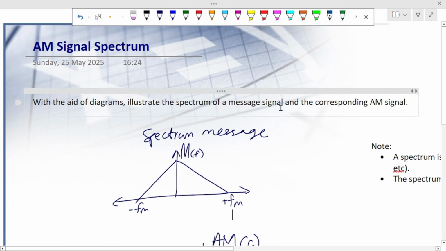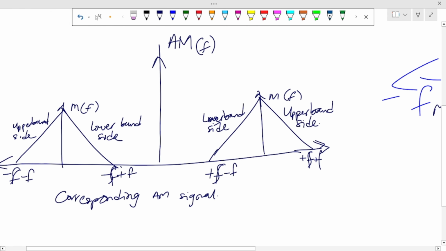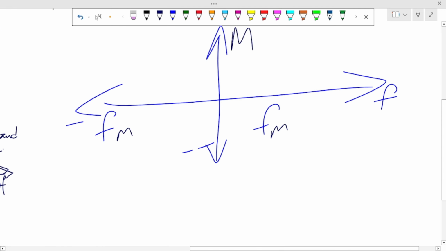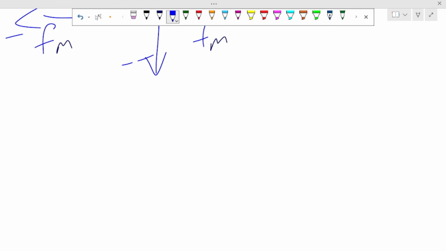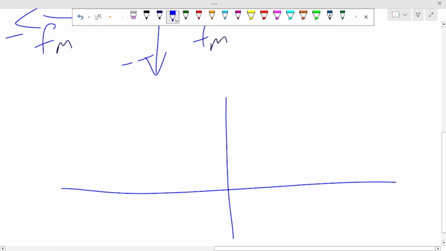That means we have done the first part: illustrate the spectrum of a message signal. That's this part. Now, the corresponding AM signal also has its own spectrum. I should take this other part, but let me quickly do that here. So the AM signal also has its own spectrum, which is the carrier signal, positive and negative.